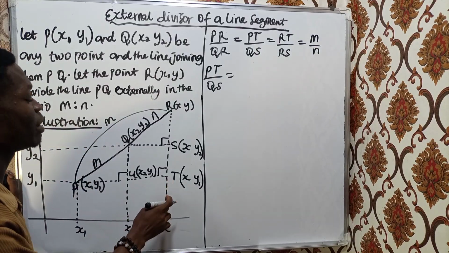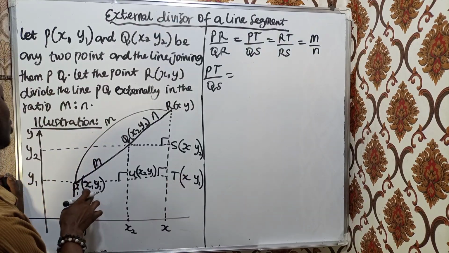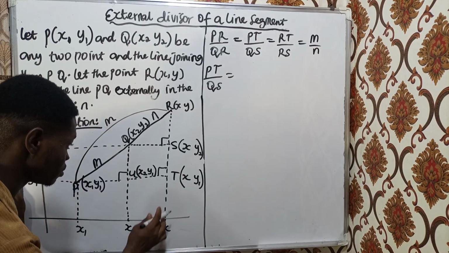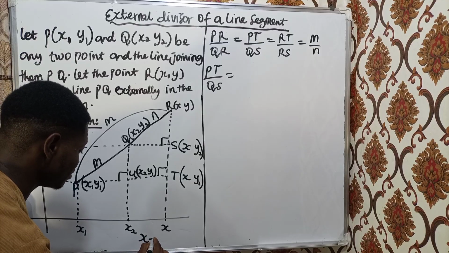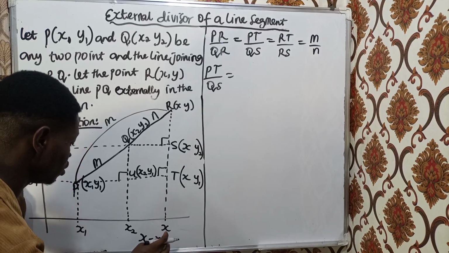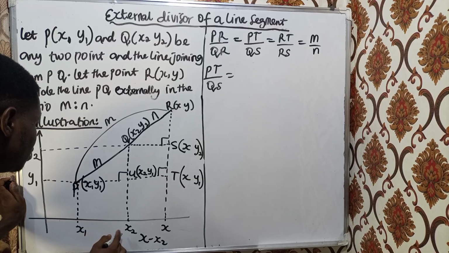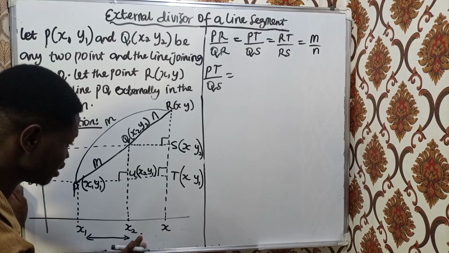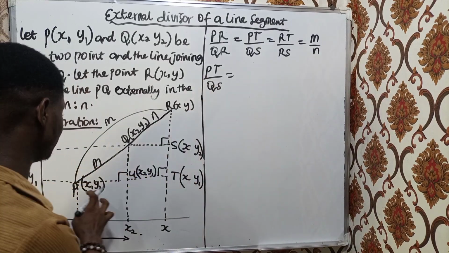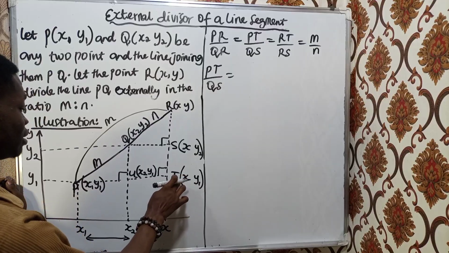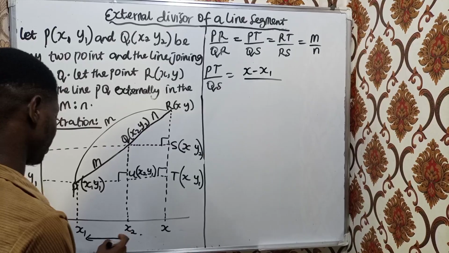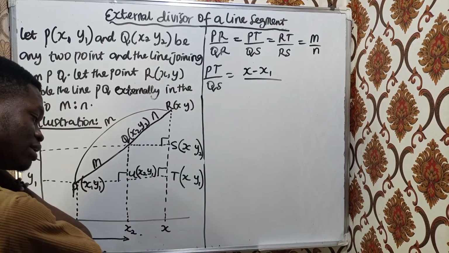My PT is what? My PT will be this value of x minus the corresponding value of x here. This place will be x minus x2. Let me check first the corresponding value of this one. PT, we have x. The corresponding value here is x1. So PT is x minus x1.